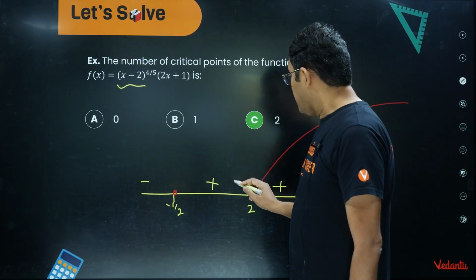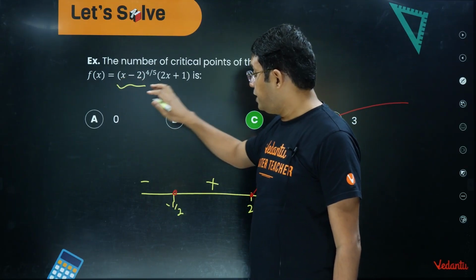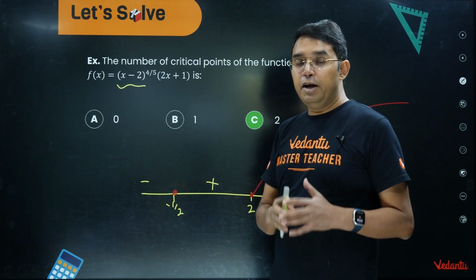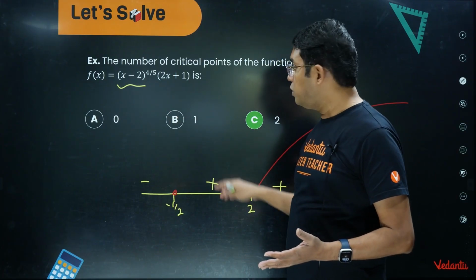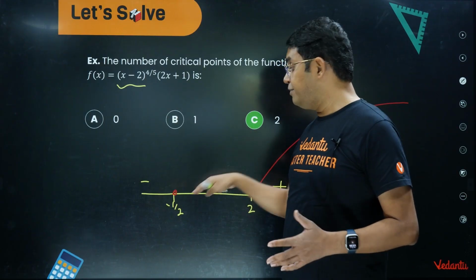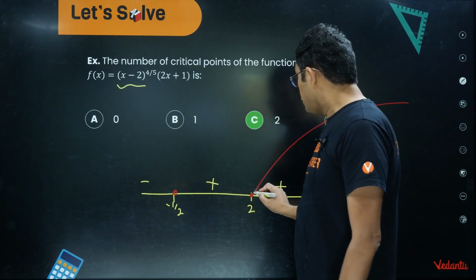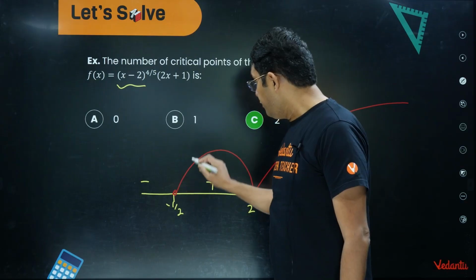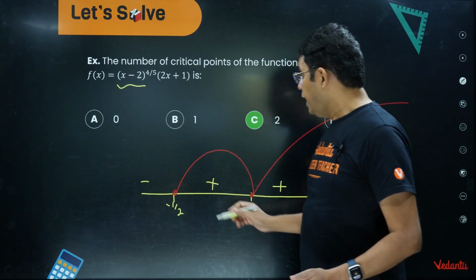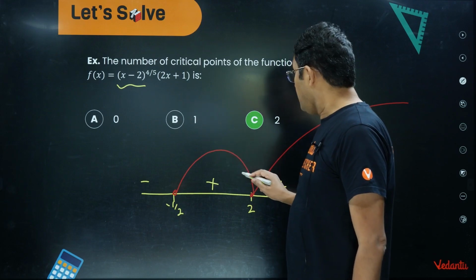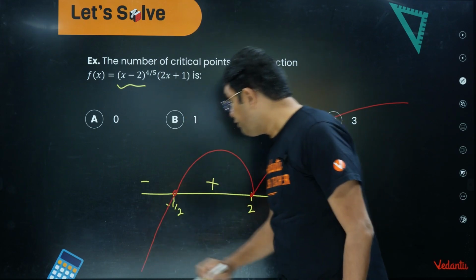Before that, now please see this function between 2 and minus half. It is satisfying all conditions of Rolle's theorem. Both are giving you 0, 0. Between this it will be continuous, and between this it will be differentiable also. So you have to have a graph like this where there will be one point where the derivative will become 0, and after that it will become negative.